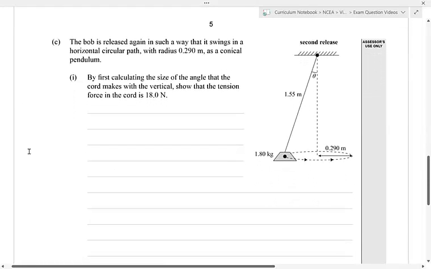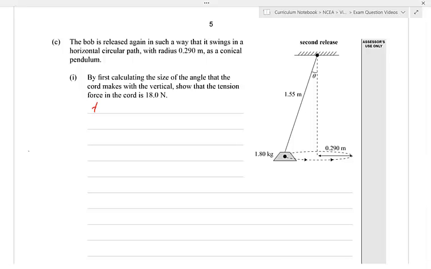Okay, the bob is released again in such a way that it swings in a horizontal circular path with a radius 0.290 meters as a conical pendulum. By first calculating the size of the angle that the cord makes with the vertical, show that the tension force in the cord is 18 newtons. Okay, so let's find the angle. So we can use the measurements on this diagram to find the angle.